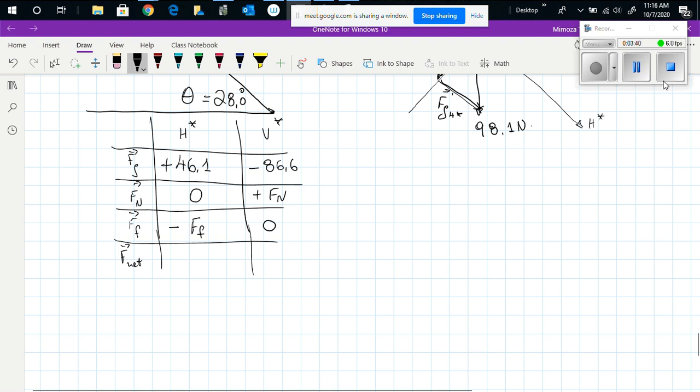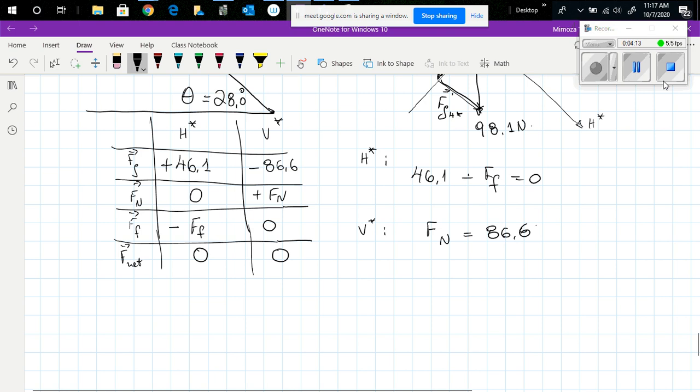Since the object is stationary, it is not moving, meaning that acceleration is equal to 0. Therefore, force net is equal to 0. From the new horizontal axis, what we have is 46.1 minus force of friction is equal to 0. And from the new vertical axis, what we have is force normal is equal to 86.6 newtons.